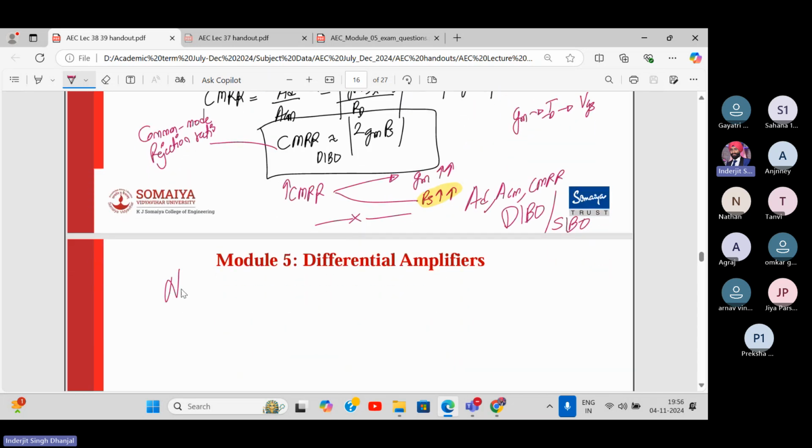Now next time, that is tomorrow, we'll do the derivation for DIUO. Which derivations? AD, ACM, they're same, and CMRR.